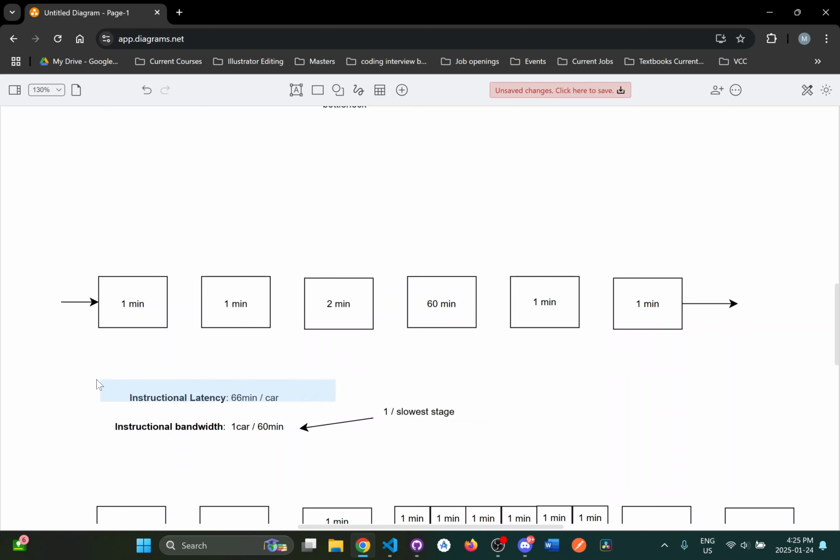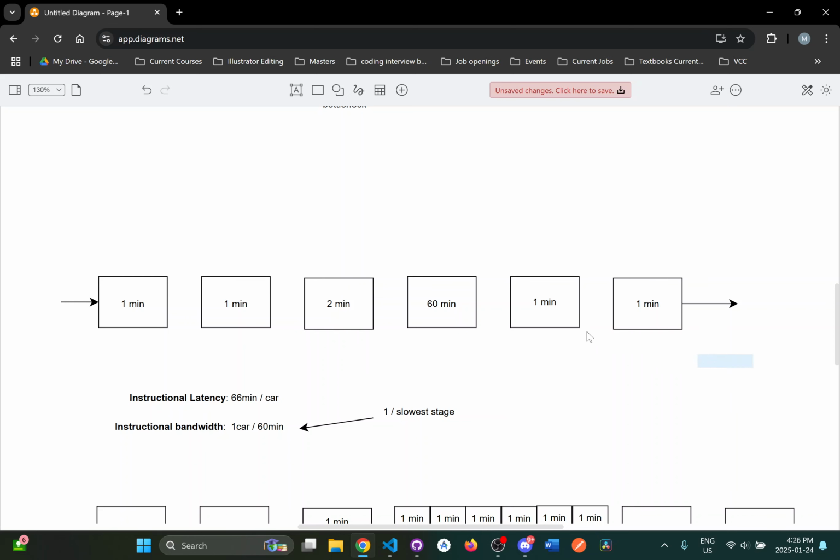That's the instruction latency. And then the instruction bandwidth is 1 divided by the slowest stage. The slowest stage is the 60 minutes, so we can just do 1 car over 60 minutes. You just need to remember that you're always dividing by that slowest stage. You are not adding those minutes all together. And you can see here that the units are switched. Here it's minutes per car, and the bandwidth is cars per minute.